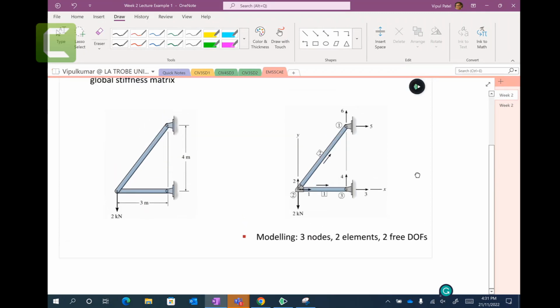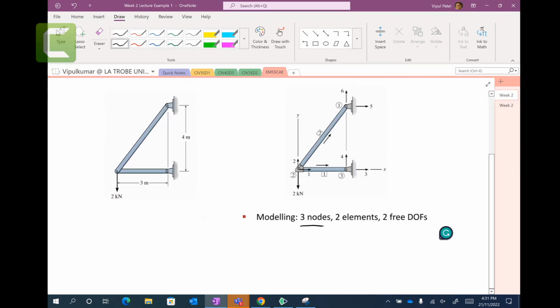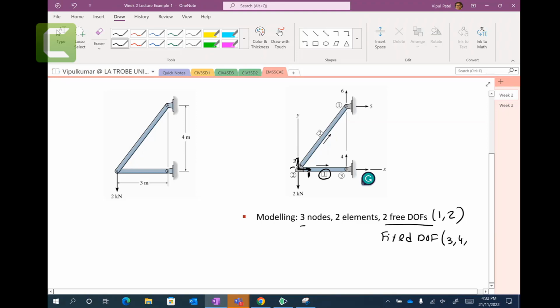Now here we have 3 nodes: node number 1, node number 2, node number 3. The numbers within those circles are node numbering. And you have 2 elements, element number 1 and element number 2. Those numbers will be given to you. And you have 2 free degrees of freedom, which are 1 and 2, and fixed degrees of freedom, which are 3, 4, 5, 6. Any questions there?